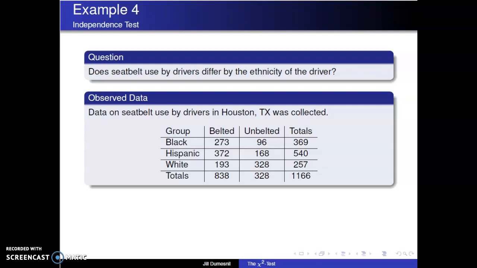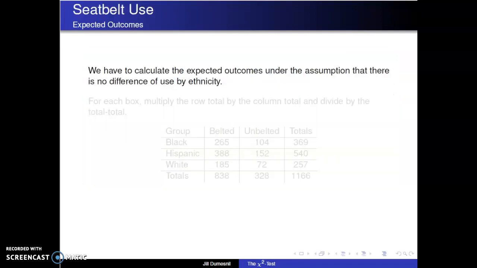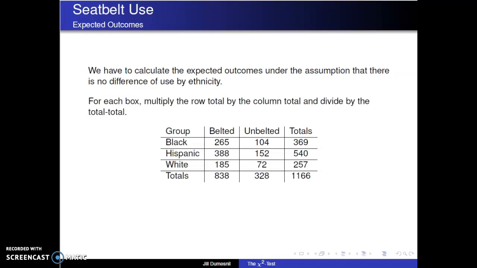In fact, this data was originally presented with only counts for belted drivers and total by race. I had to do some subtraction and rearrangement of the data to put it in this more useful form. We still have to calculate the expected outcomes under the assumption that there is no difference of seatbelt use by ethnicity. For each box, we multiply the row total by the column total and divide by the total total. In the independence test, the most difficult part is calculating these expected values.